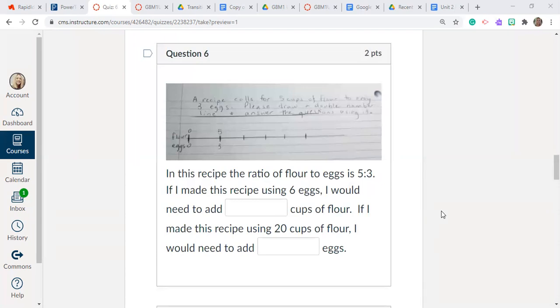Question number 6. A recipe calls for 5 cups of flour to every 3 eggs. Please draw a double number line and answer the question using it. So in your notebooks right now, go ahead and copy this double number line, label it with flour and eggs, and the ratio is 5 to 3. In this recipe, the ratio of flour to eggs is 5 to 3. If I made this recipe using 6 eggs, I would need to add blank cups of flour. If I made this recipe using 20 cups of flour, I would need to add blank number of eggs. Pause and do the work.